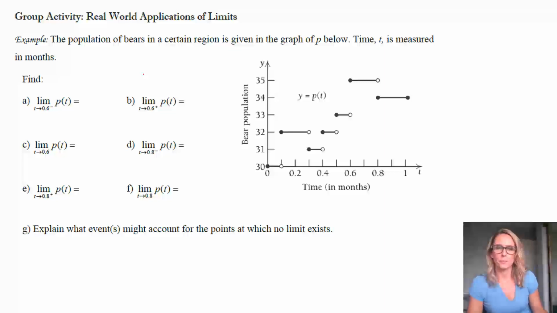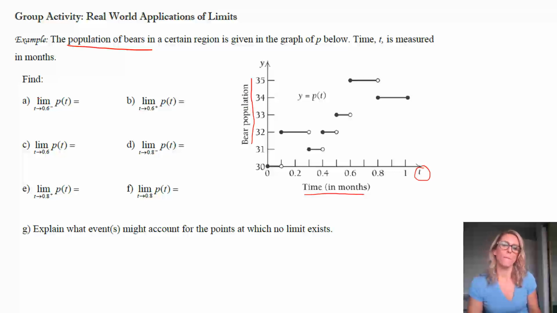So here's an activity that I would normally do in groups if we were in the classroom. This is a real world application of limits. The population of bears in a certain region is given in the graph of P below. We have time along the bottom, measured in months, so we have parts of a month. And along the vertical axis is our bear population, in whole numbers of bears.